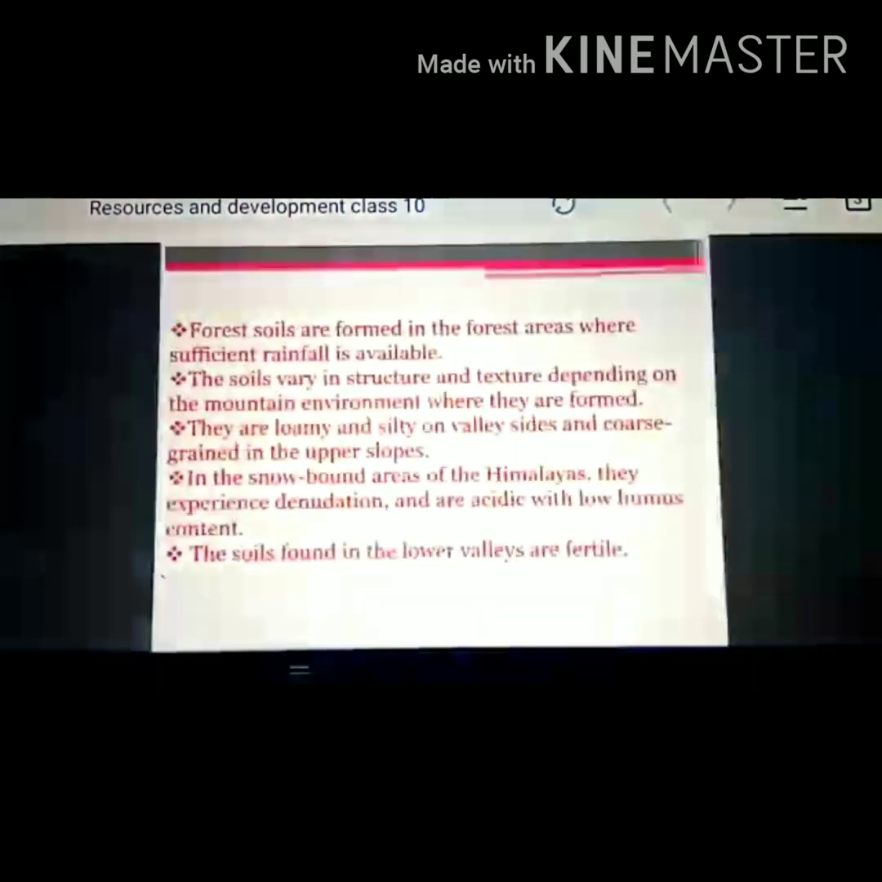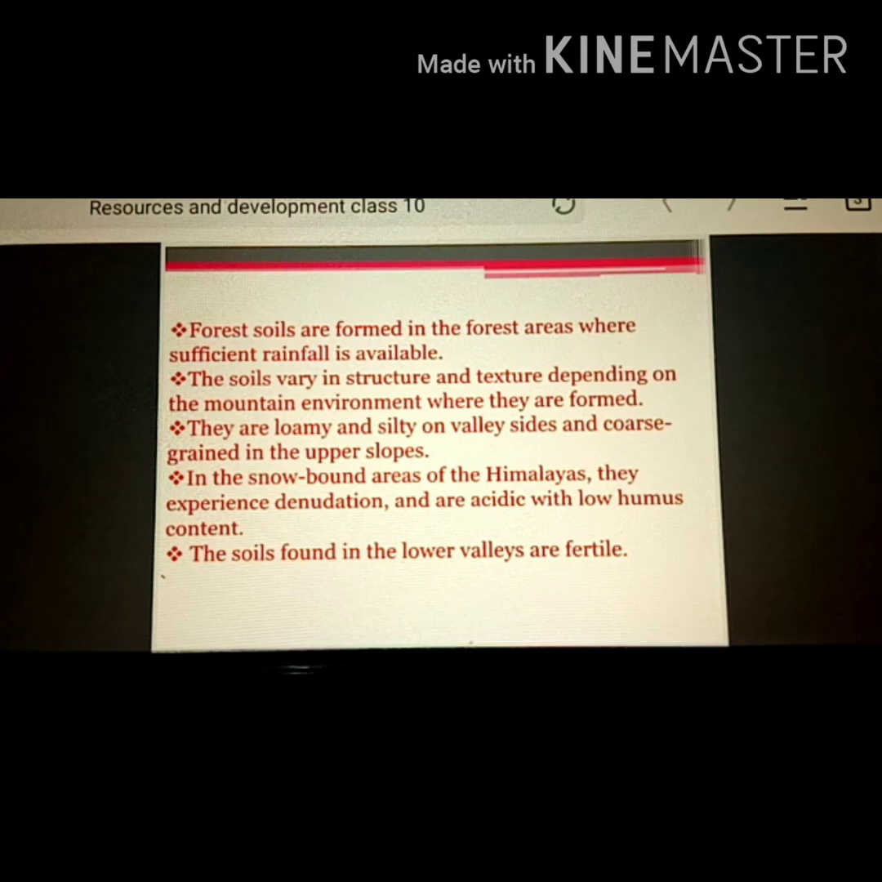Next is forest soil. Forest soil is mainly found in the areas where sufficient rainfall is available. The soil varies in structure and texture depending on the mountain environment where it is found. If found in valley region, then it is loamy and silty. If found in the upper slopes, then the quality of the soil will be coarse. In the snowbound areas of the Himalaya, they experience denudation and are acidic with low humus content. The soil found in the lower valley is fertile, and because of that, apple and other dry fruits can be produced over there.